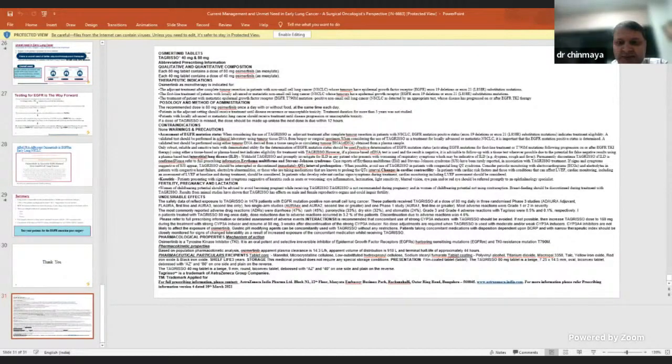Thank you, Astra, for taking the initiative to spread the information. And adjuvant therapy in lung cancer is getting crowded.